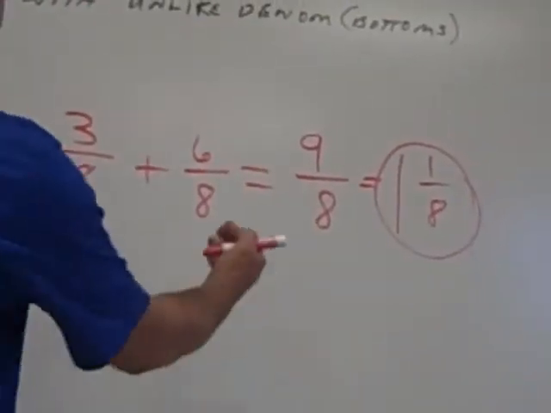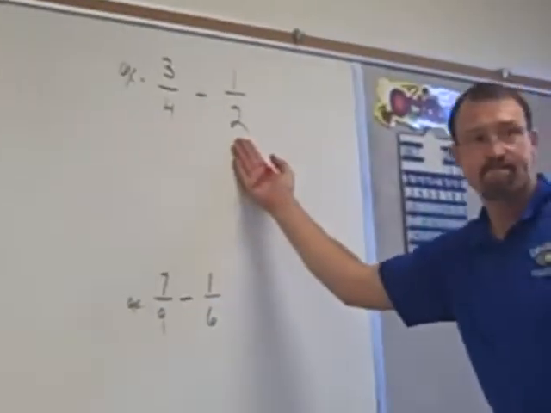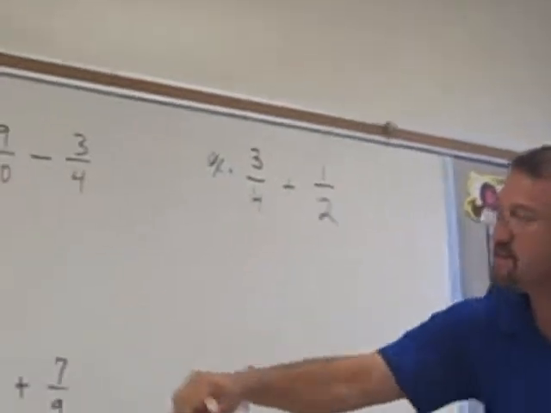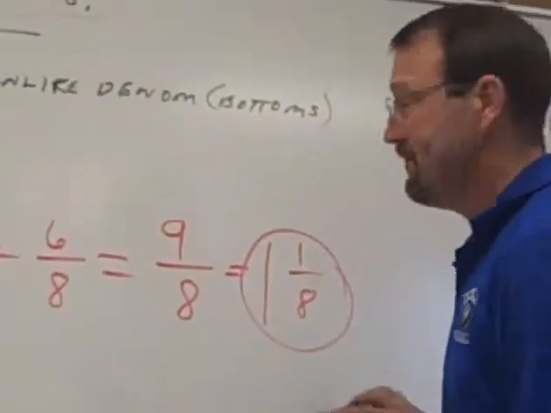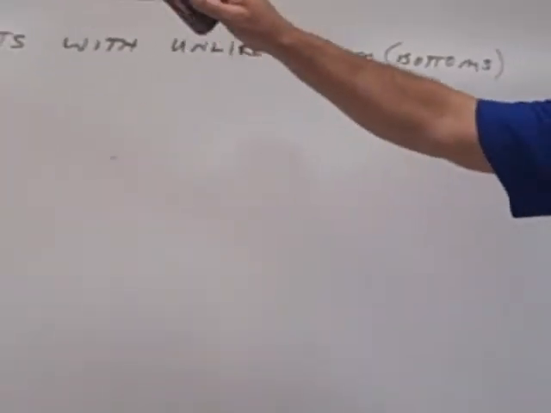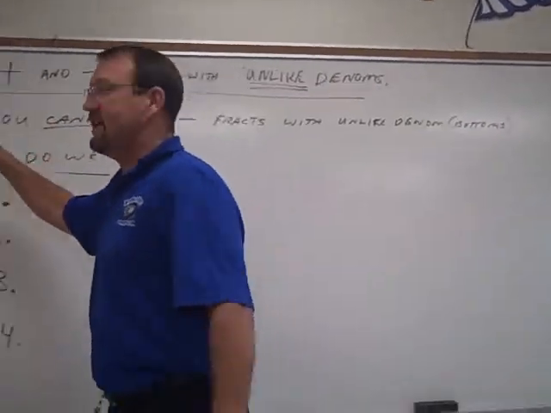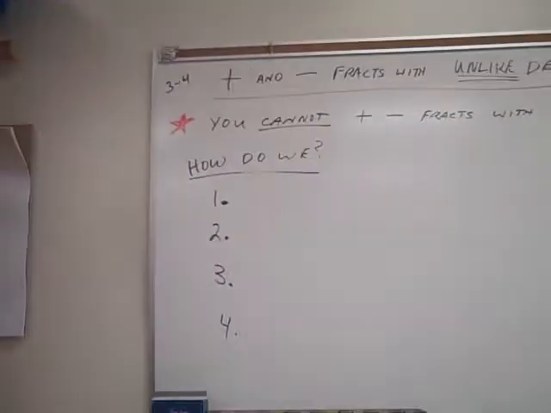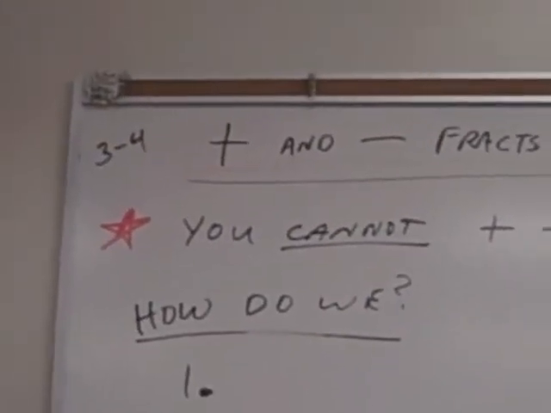Do you see the difference in this guy and this guy? Both of them are 8s. I got a 4 and a 2. Got a problem, don't I? So, we're going to try to add and subtract fractions with unlike denominators, and we look at our first star here, the important thing. And it says, you can't do it.